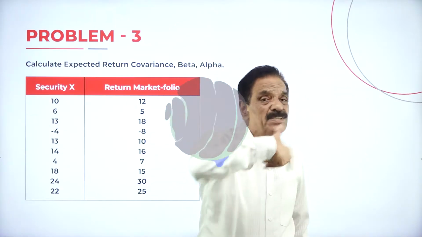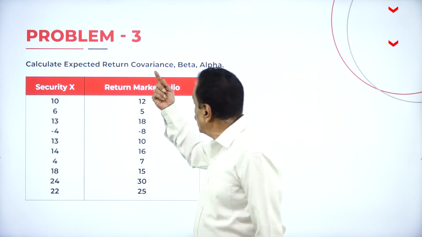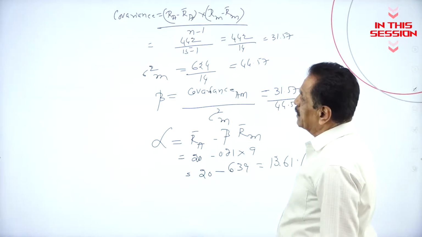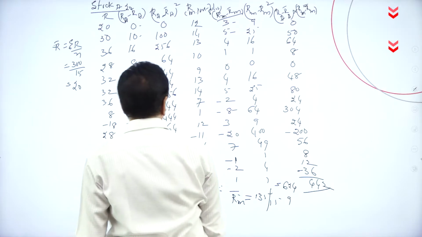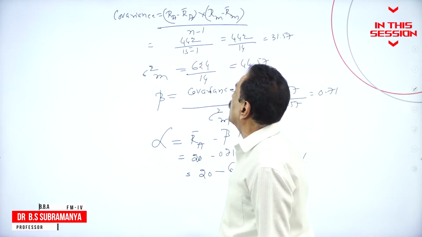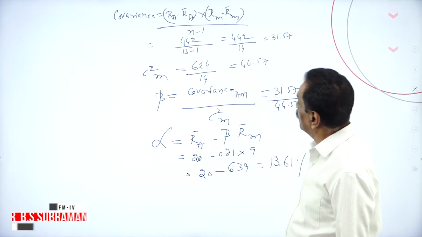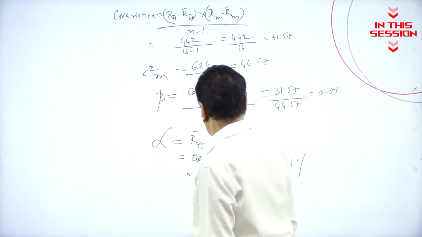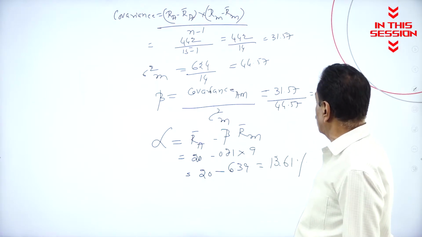Not deposited on one side. It has been deposited in different sides now. It may be in covariance now. How is the standard deviation going to be calculated? R A, R mean square A. It is more than 5, so I took n minus 1. Some authors take n, some authors take n minus 1. So alpha is equal to R mean A minus beta into R mean M. It will work out to 13.61.